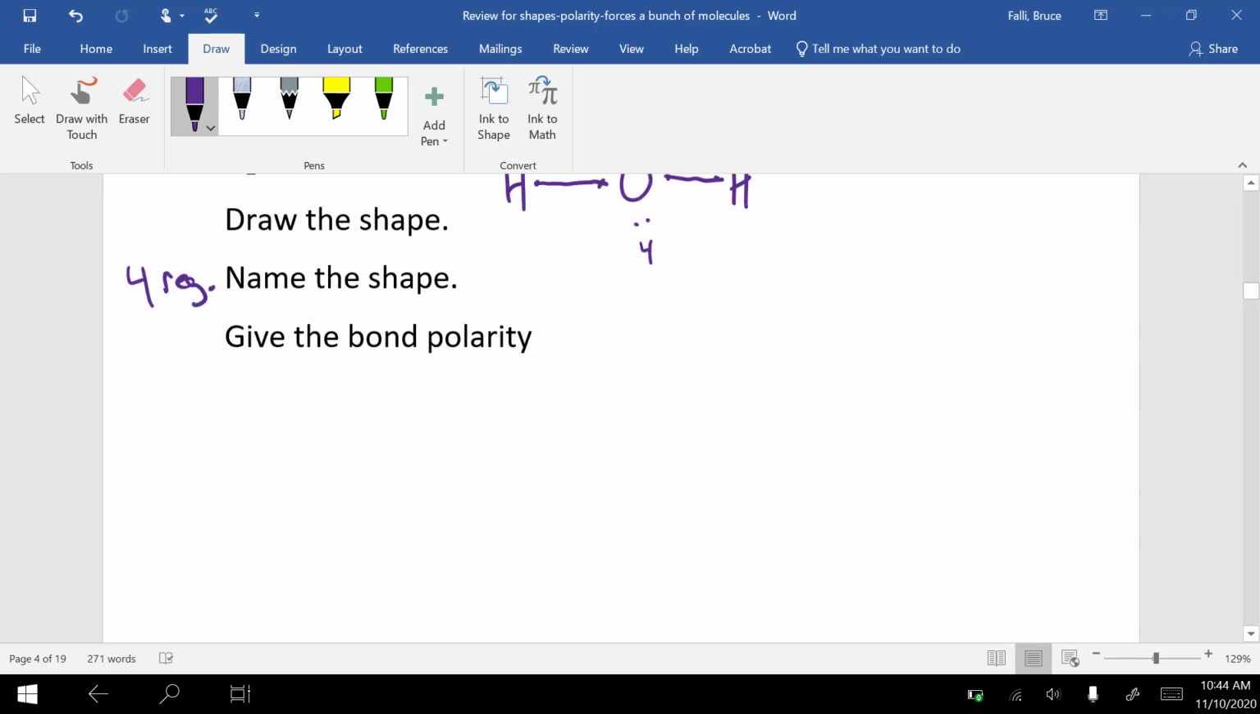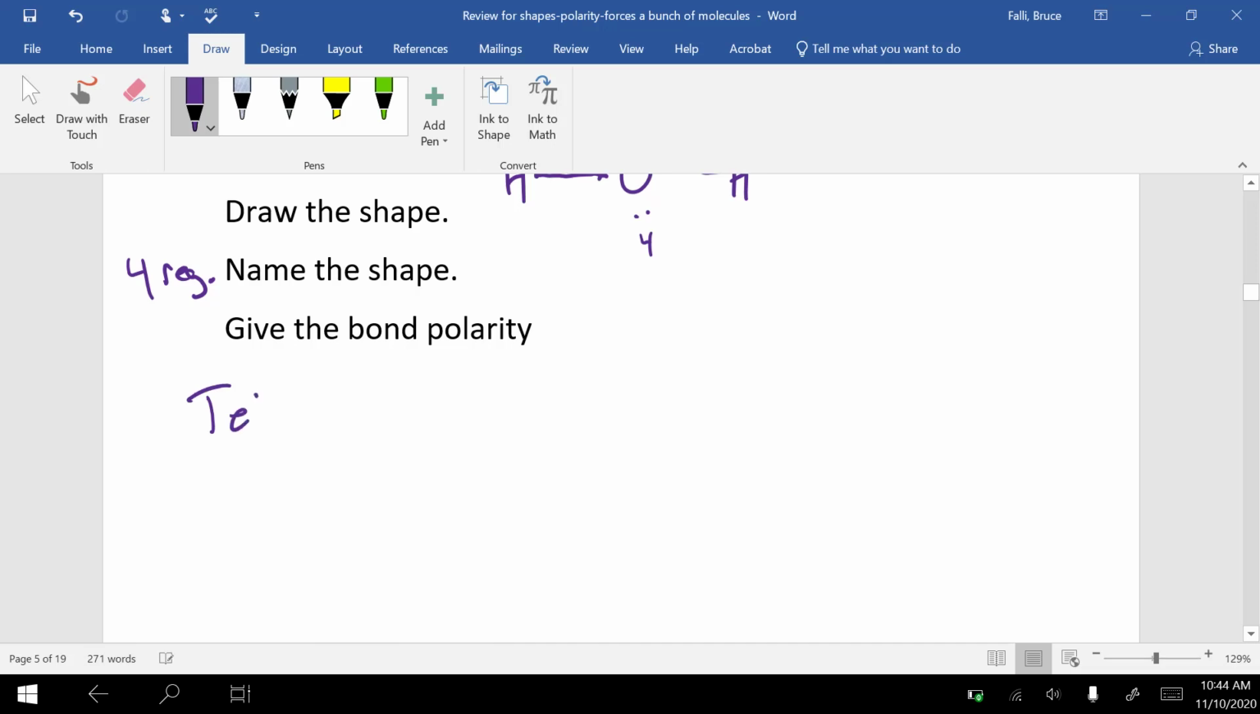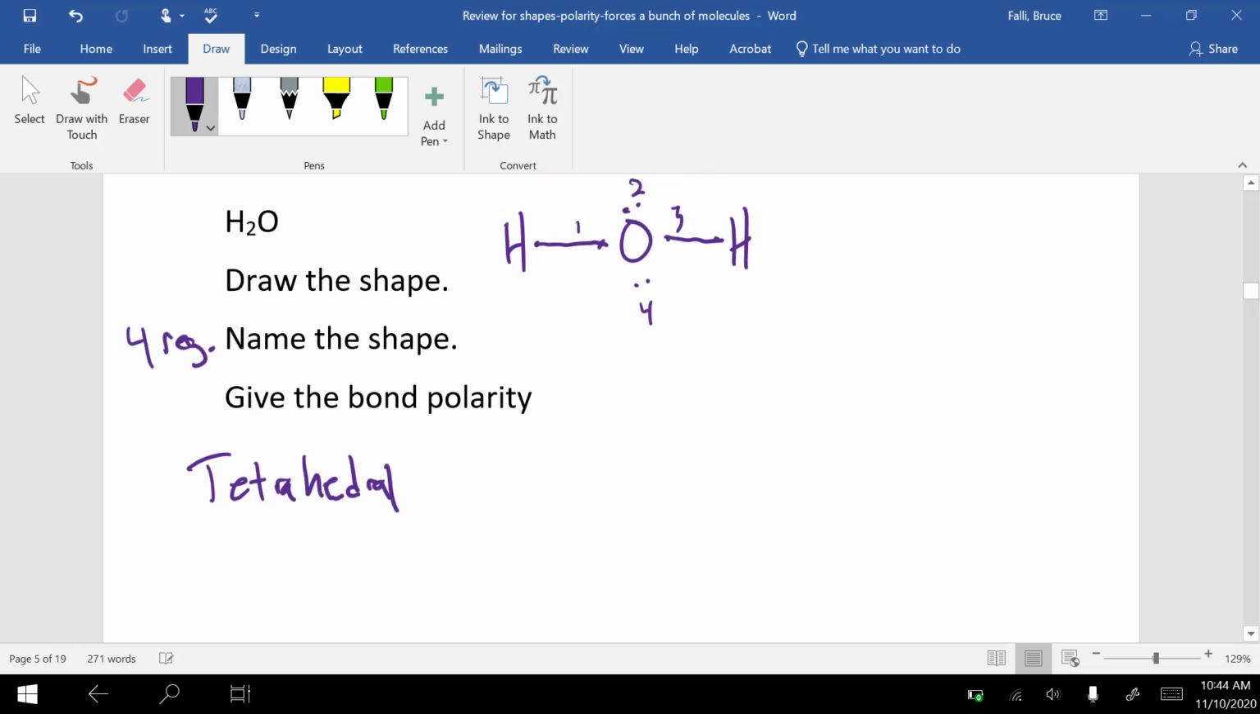So if it has 4 regions, it's based on tetrahedral. And if you look at tetrahedral, it doesn't have anything linear in it, right? So tetrahedral looks like this. Okay? Pyramid with a flag on top. So what I get here actually is H, bent. So name the shape, it is bent.